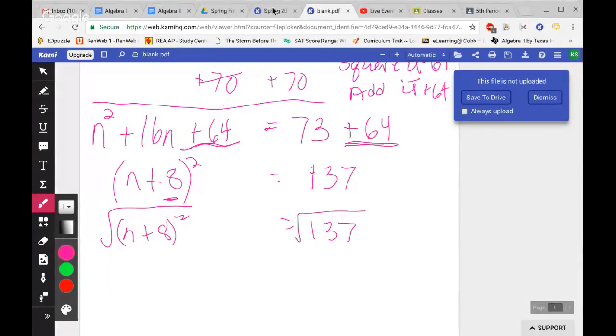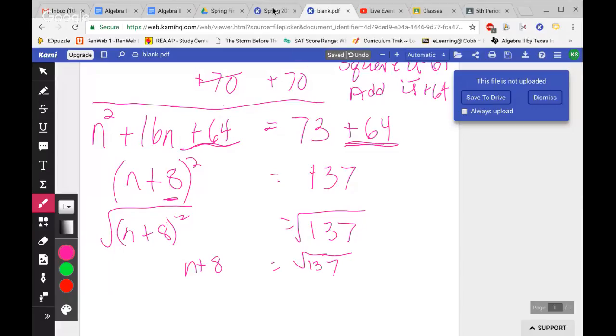So I ran through a good bit of my divisibility checks. What that tells me is it's really not factorable by much. I could also type that in to find out if it's a perfect square on my calculator, and I know that it's not. So really, on this one, all I'm going to end up doing is taking the square root of both sides. The square root of n plus 8 squared is n plus 8. And now I have the square root of 137.